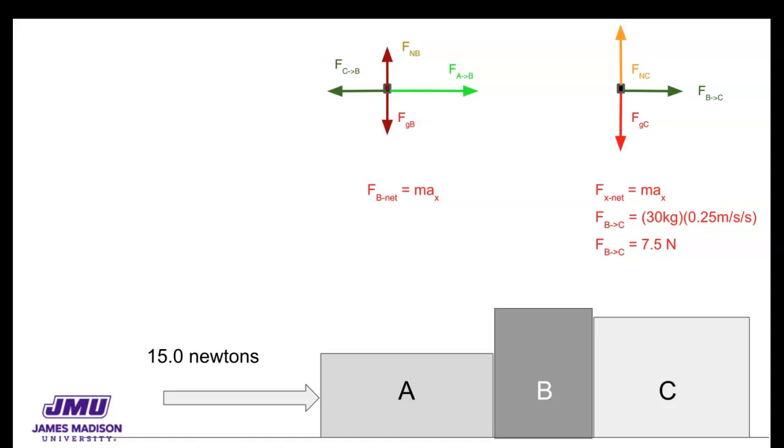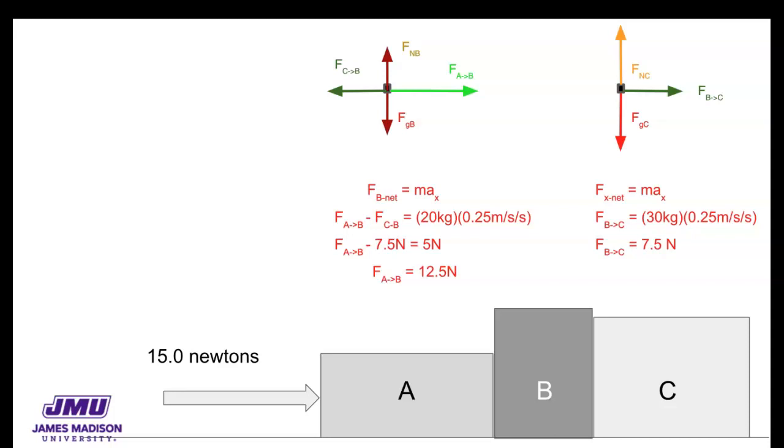The net force on box B is equal to the mass of box B times the acceleration of box B. The net force on box B is A is pushing B to the right minus C, which is pushing B to the left, and the mass is given 20 kilograms. We just found the force between B and C is 7.5 newtons. From the perspective of box C, that was positive, but from the perspective of box B, that's negative because it's to the left. Therefore, the force with which box A is pushing on box B is 12.5 newtons in a positive direction.